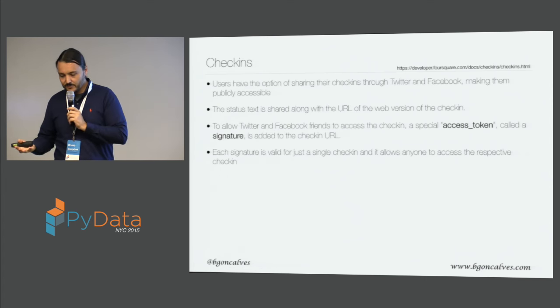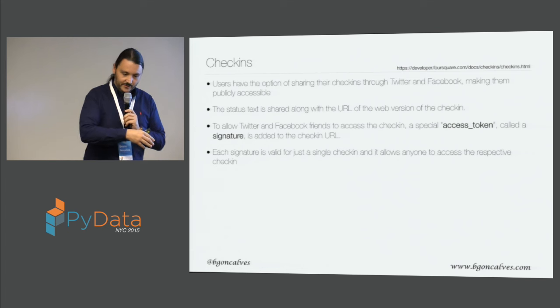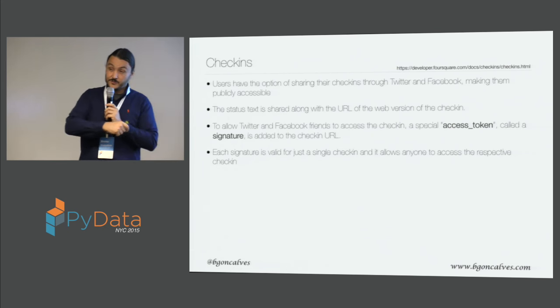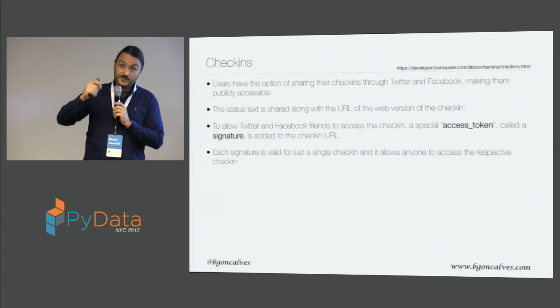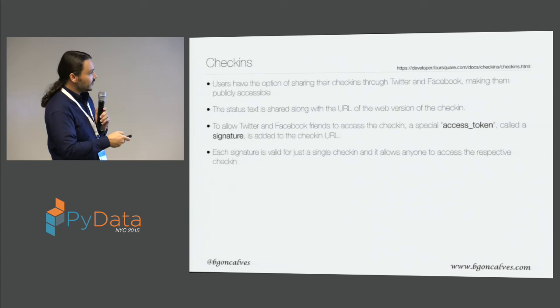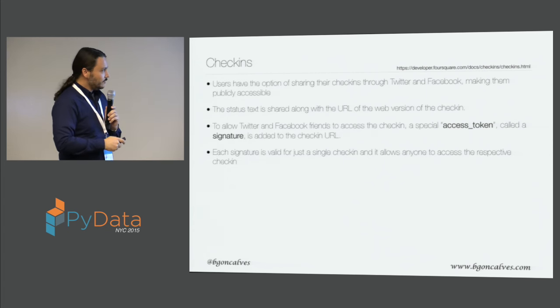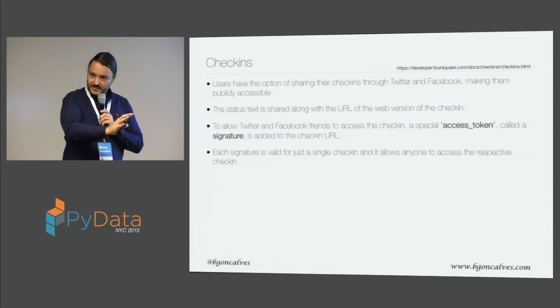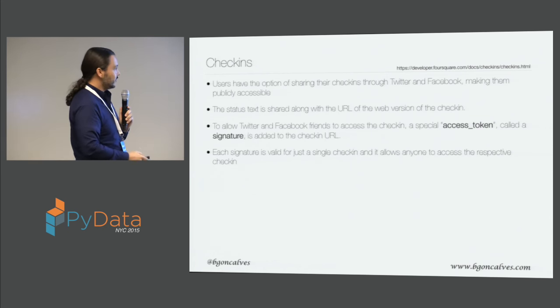To actually be able to pass through the privacy barrier, you need the access token, but you don't want to give an access token to everyone, so you create a new special access token that only works for this specific check-in, and this is called the signature. And each signature is valid just for that check-in for that user, and no one else. So it's a single-use token.